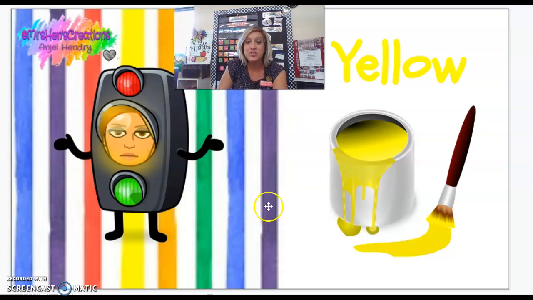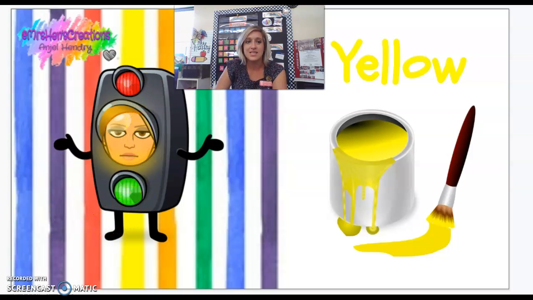All right, so today we're talking about the color yellow. Let's look right here. Yellow. All right, this right here in this paint bucket is yellow. You might also see yellow on a stoplight where they have red, yellow, and green.